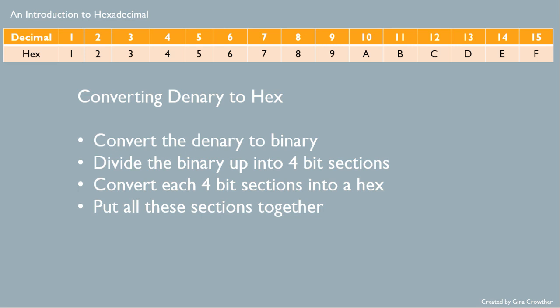So first of all, converting denary to hex, we have to convert the denary number into a binary number. So you do need to know binary before you learn this method. Then you divide the binary up into 4-bit sections. Remembering 4 bits is a nibble. We've got 8 bits, which is a byte. If we half a byte, then it's 4 bits, and that's called a nibble. So we convert each 4-bit section into a hex, and then we put all these sections together.